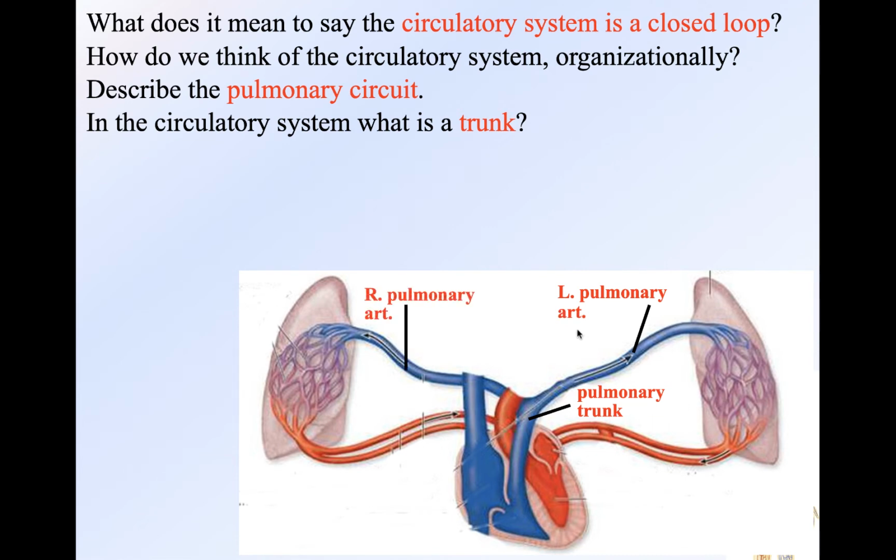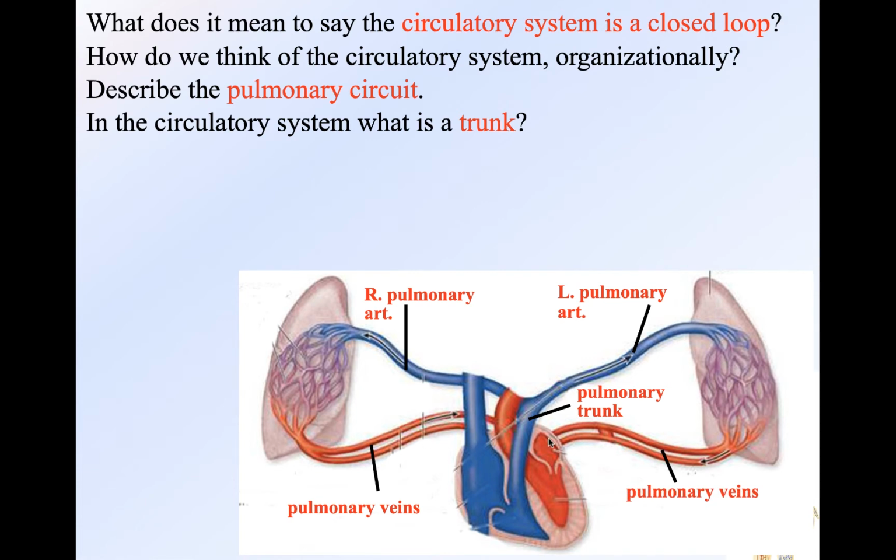Again, these are arteries. They're carrying deoxygenated blood, and we might say that it's venous blood, but that's not what defines a vessel as an artery or a vein. It's the direction of flow. And as you can see by the arrows, the flow is away from the heart, and so these really are the arteries.